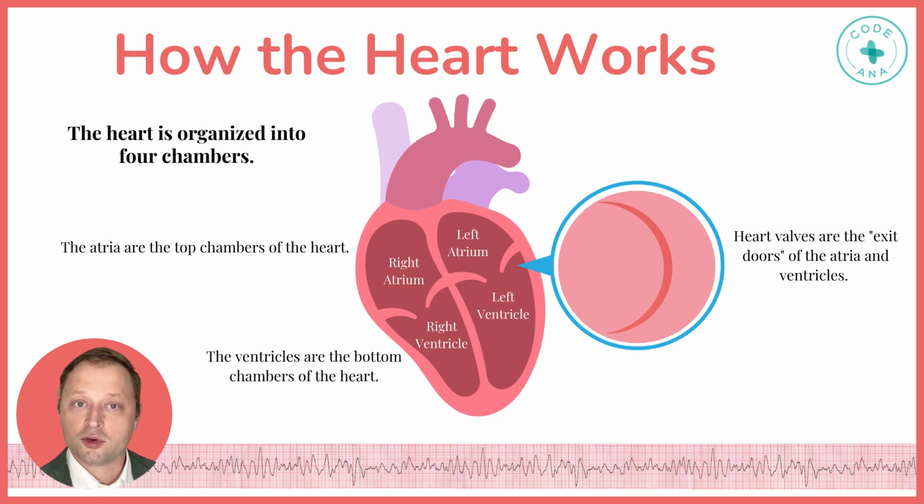First, let's begin by reviewing how the heart normally pumps blood to the body. The heart is organized into 4 chambers, 2 top priming chambers and 2 bottom main pumping chambers. The chambers' walls are made of muscle. The squeezing and relaxing of the muscular walls moves the blood through the heart and out to the body.